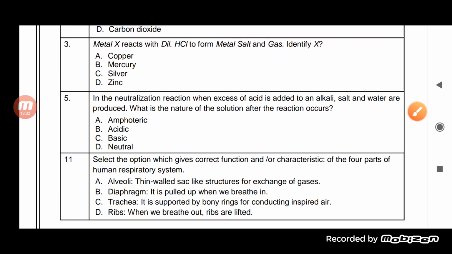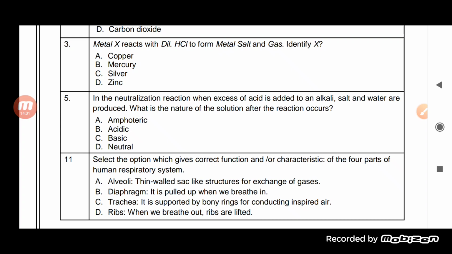Now see here the next one. Metal X reacts with dilute hydrochloric acid to form metal salt and gas. Identify X. So metal X reacts with dilute hydrochloric acid. So there is a metal, we react it to form the metal salt, and a gas is there.